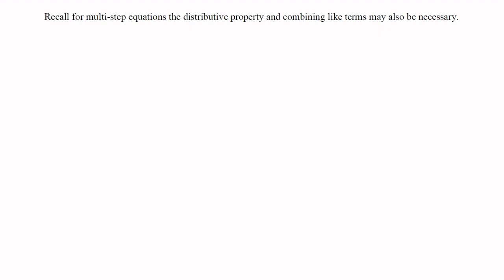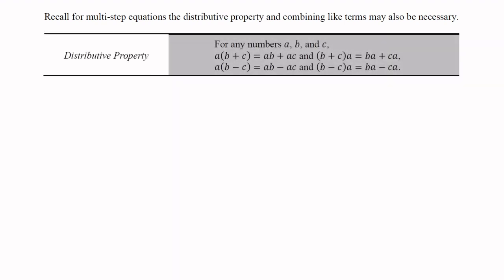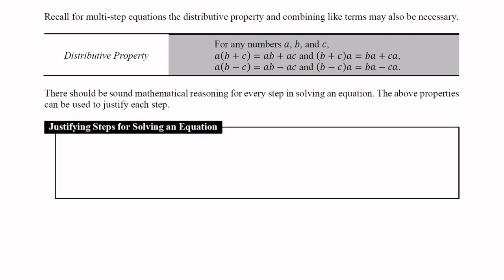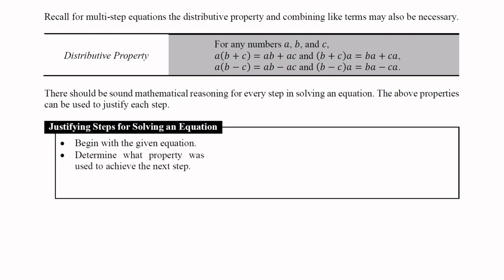Recall for multi-step equations, the distributive property and combining like terms may also be necessary. So here's a reminder of the distributive property. There should be sound mathematical reason for every step in solving an equation. The above properties can be used to justify each step. So to justify steps for solving an equation, you're going to begin with the given equation. You're going to determine what property was used to achieve the next step, and then you'll repeat the process until reaching the solution for the equation.